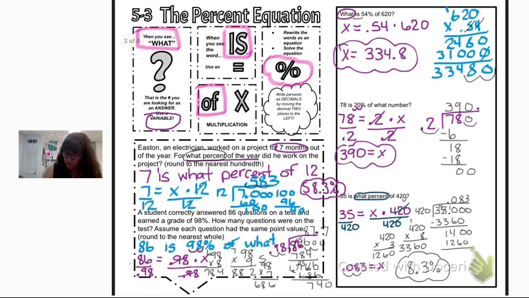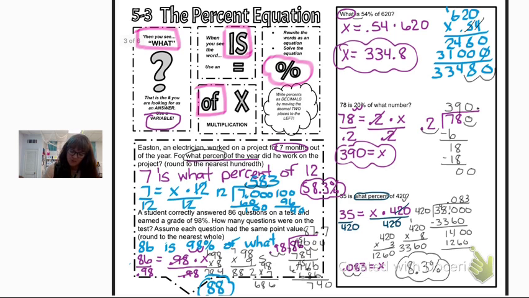So there were about, of course, you can't have 7/10 of a question. You can't have part of a question. So we would say that this test had about 88 questions. So if you answer 86 questions correctly on an 88 question test, you would score a 98%.